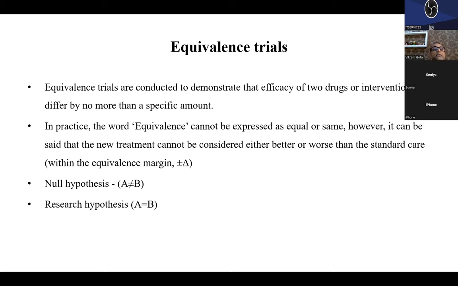Now, coming to equivalence trials: they are conducted to determine that the efficacy of two drugs or interventions differ by no more than a specific amount. So you have a center line, a line of no difference, and the equivalence trial says that the new treatment can be slightly worse or slightly better, but in either direction, it does not cross a certain margin. It will not be grossly worse or grossly better. It will be worse or better within a certain margin. So that is called the equivalence trial.